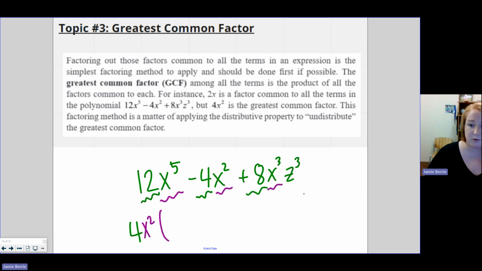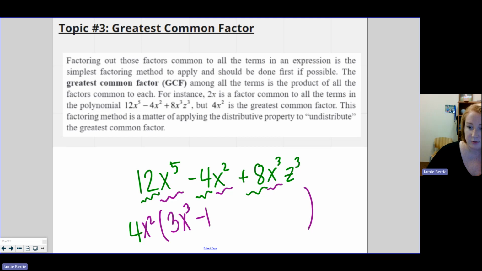All right, so if you pulled out 4x squared, put parentheses around it, and then you're going to write what's left over. You're really dividing by 4x squared. So think of it that way. You would do 12 divided by 4 is 3. If you have 5 x's, you take away 2. How many are left over? Also 3. All right, -4 divided by 4 is -1.